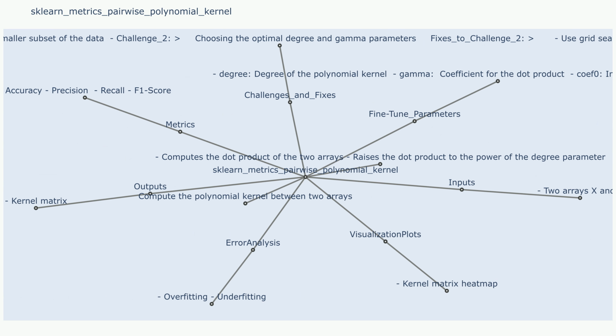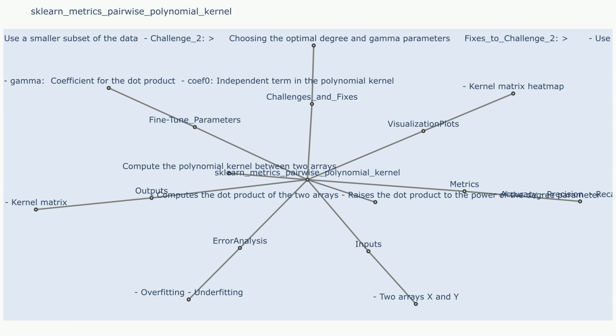The shape of the array is len(X) by len(Y). Steps. Calculate the dot product between each pair of data points in X and Y. Raise the dot product to the power specified by the degree parameter. Add a constant term specified by the gamma parameter to the result. Scale the result by the factor specified by the coef0 parameter.